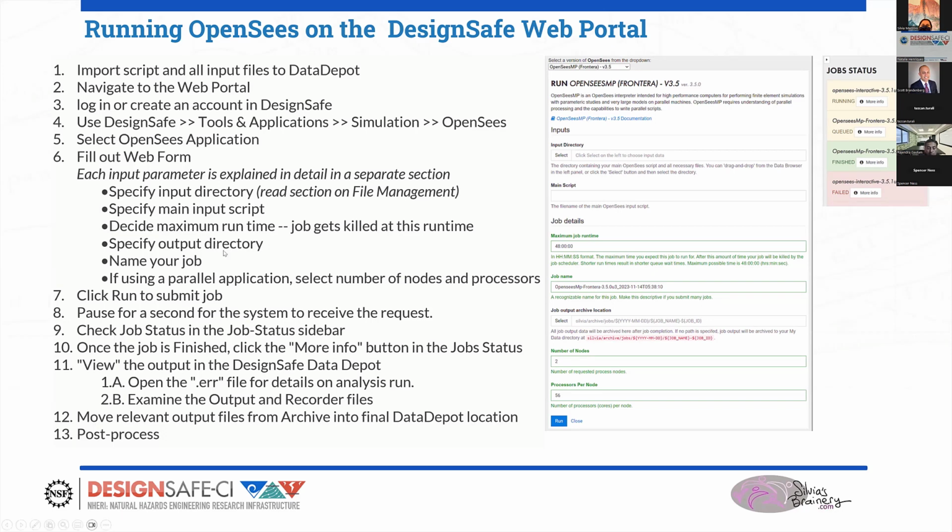You specify the output directory, and you want it to be not in your main folder. You want it to be separate, and then you bring in the data. You give a name to your job, which is important because on the right-hand side, you're going to have job statuses. So if you're running more than one job, use something that's descriptive. And then if you're using the parallel application, it asks you for the number of nodes and number of processors. Again, there are total limits on how many nodes you can use.